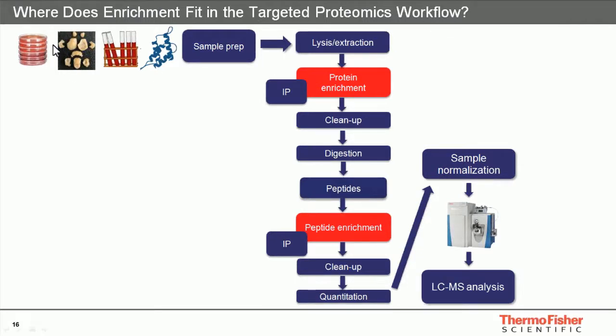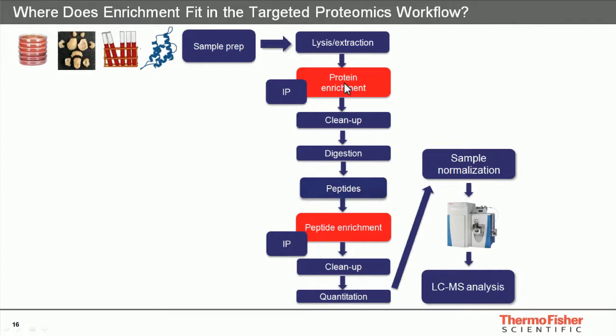So where does enrichment fit in the targeted proteomics workflow? As we see here, we have to do some sort of sample preparation. We start with the biofluid, cell lysate, or tissue samples, and we extract the protein, and then enrich the protein of interest using immunoprecipitation. With the Western blot workflow, after enrichment, you can separate them by SDS-PAGE and do the Western blot to get the quantitation.